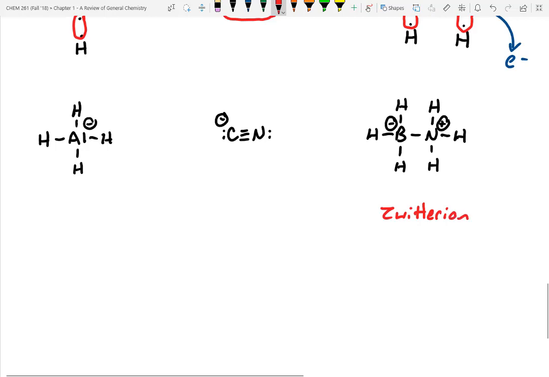A zwitterion is a molecule that has a positive and a negative charge, but a net charge of 0. So it has ionic behavior, but isn't a true ion, right? It's a little bit odd that way. Cyanide is an anion, and then aluminum hydride is also an anion, and like we saw before, you can have cations. Zwitterions are kind of the oddballs of the group. Does that make sense? Okay, so for the next challenge, what I want you to do, before that, yeah.